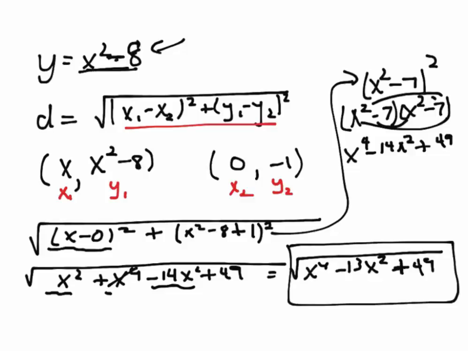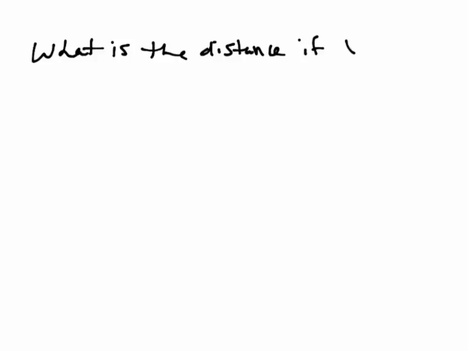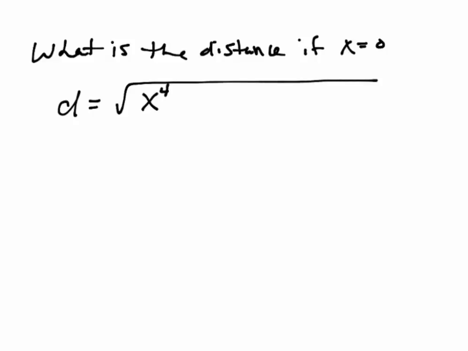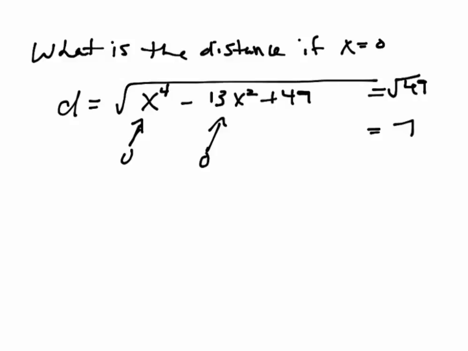We got one more part to this question. There's two parts actually. What is the distance if x equals 0? So remember, the distance that I got from the last screen was the generic one, x to the 4th minus 13x squared plus 49, and then I'm going to put a 0 in for x. That's going to be 0, and when I multiply the 13 by 0, that's also going to be 0, so it's basically going to be the square root of 49, which is 7.